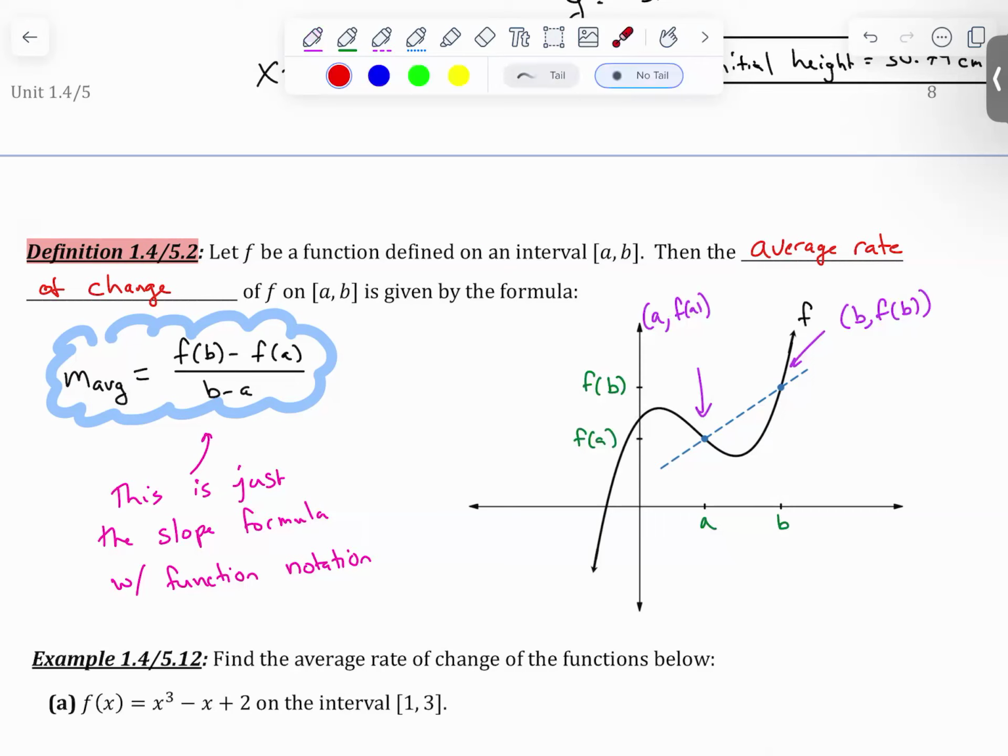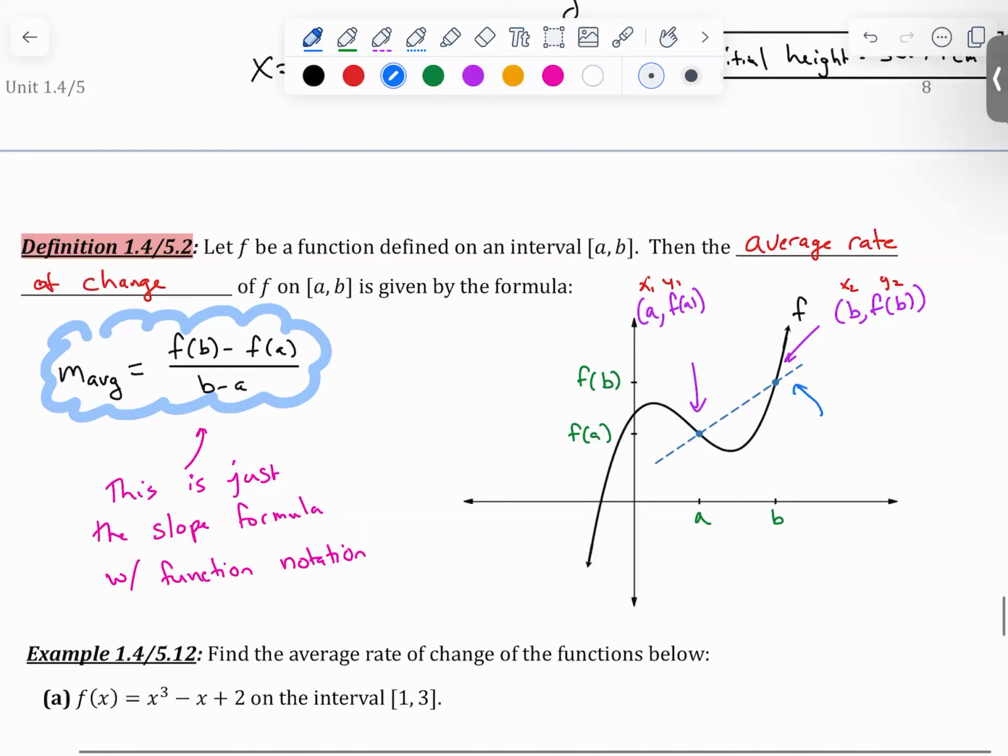And we're trying to find the slope of this line. You don't need to write this, but call this x sub 1, y sub 1, and this x sub 2, y sub 2. Then it fits directly into the slope formula. Y sub 2 minus y sub 1 over x sub 2 minus x sub 1. It's just the slope formula, but using function notation. We call this line, by the way, just for informational purposes, the secant line.